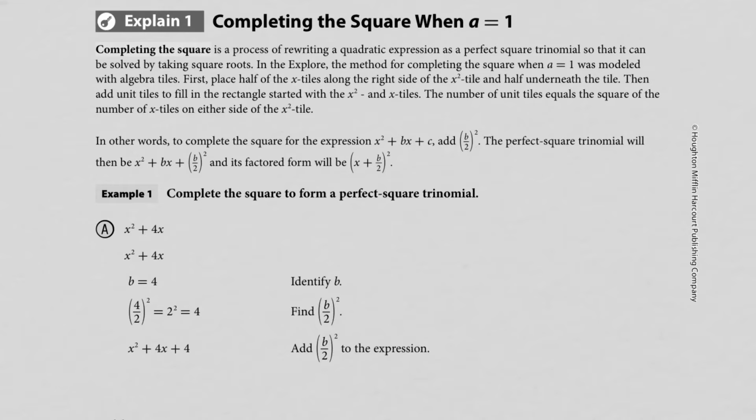Okay, in this section we're going to see how we can solve any quadratic equation by completing the square. Completing the square is basically rewriting a quadratic expression. You can take any quadratic expression and rewrite it as a perfect square trinomial. When we do that, we can solve it by taking the square roots, which is what we learned in the previous section, right? We can take the square roots of both sides to solve it.